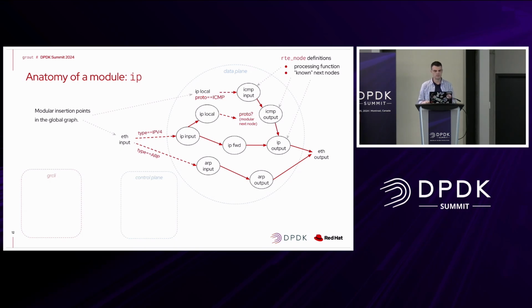So for example, the Ethernet input node has been written so that we check the ether type, and based on that, we have a next node ID, which is registered at runtime. And same thing for IP local, based on the IP protocol. It can go either into ICMP input or TCP, UDP, whatever. It's just registered at runtime, and the IP local node or Ethernet input doesn't know anything about what's next. It just passes the packets along.